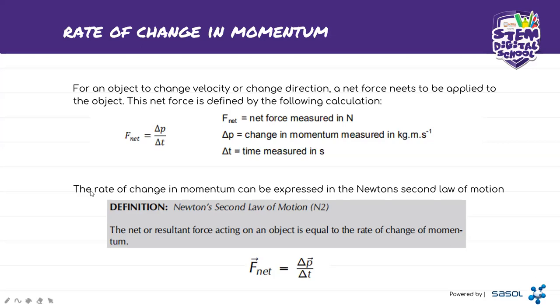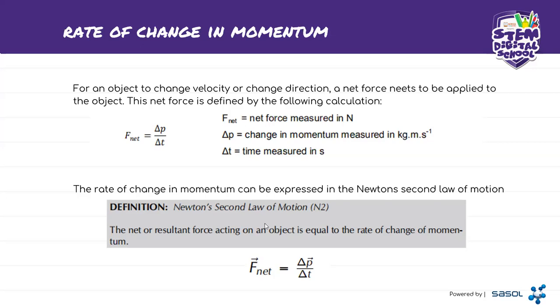So now we're moving on. It says the rate of change in momentum can be expressed in Newton's second law of motion. Remember, we've spoken about Newton's second law of motion back in grade 11, but now we're going to be taking it further with regards to your grade 12, with regards to your momentum. It says here on Newton's second law of motion, the net or resultant force acting on an object is equal to the rate of change of momentum. Okay, so what does that mean?